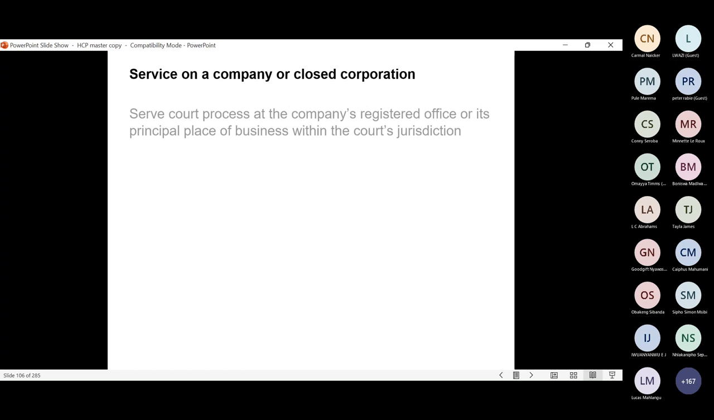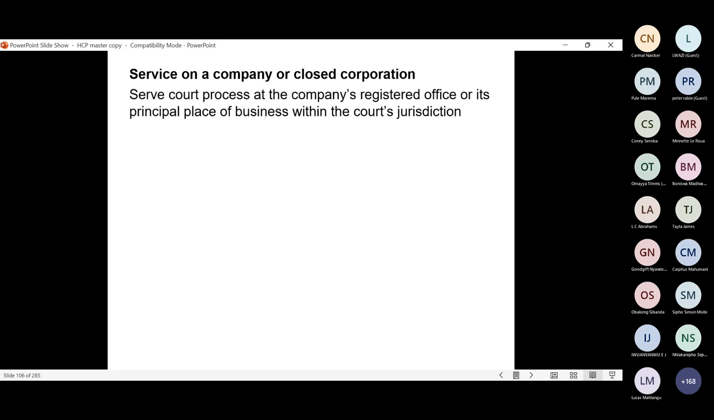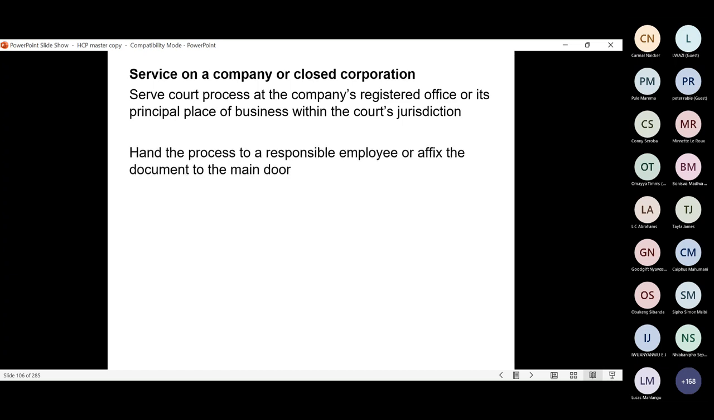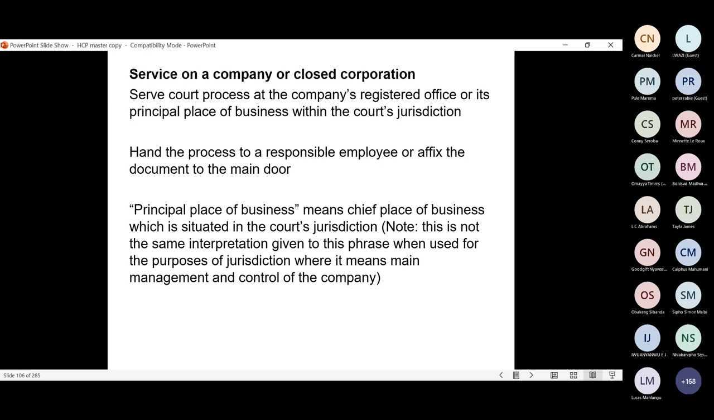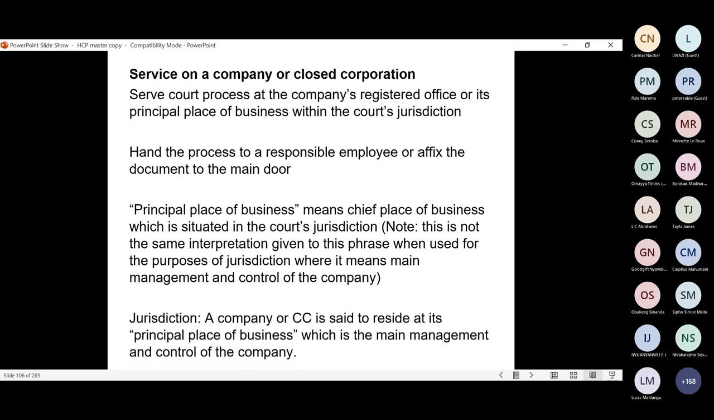Service on a company or a closed corporation is usually at the company's registered office or its principal place of business that is within the court's jurisdiction. It's usually handed to the responsible employee or affixed to the main door. Principal place of business means the chief place of business, which is situated in the court's jurisdiction. This is not the same interpretation given to the phrase when used for the purposes of jurisdiction, where it is where the main management is. Okay, principal place is not necessarily the main. For jurisdiction, a company or CC is said to reside at its principal place of business, which is the main management and control of the company.